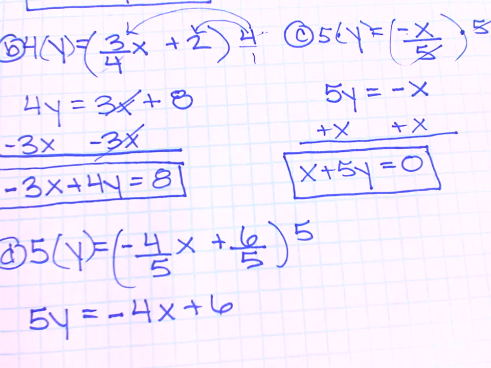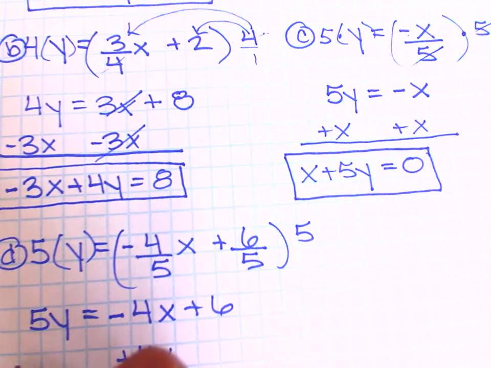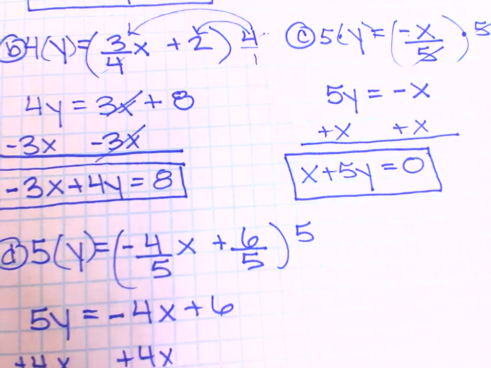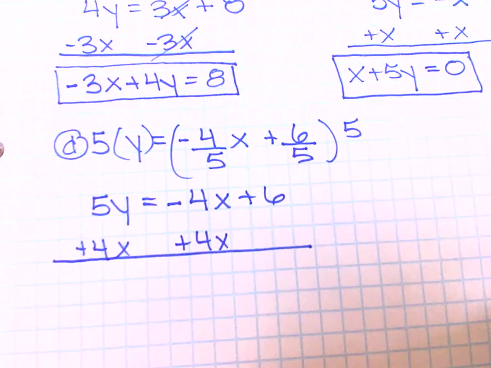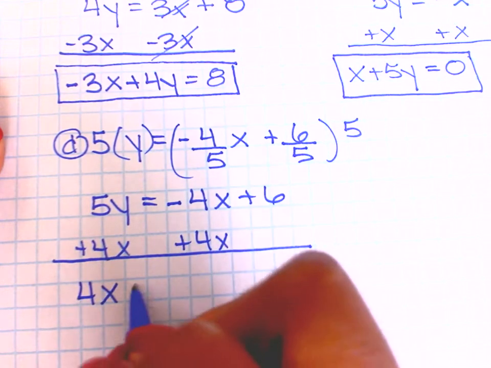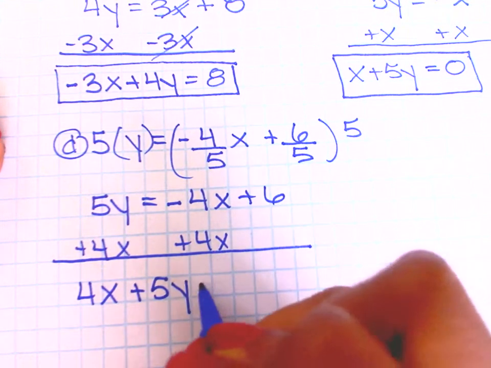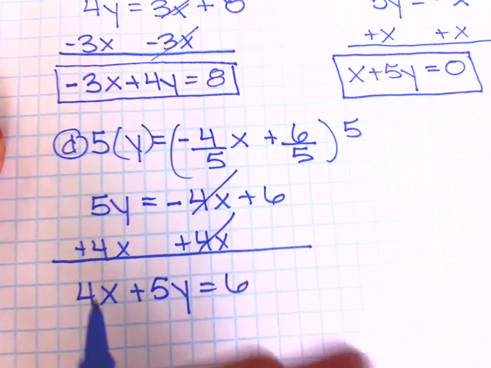Well, now I need to get x and y on both sides. So I'm going to add 4x because there's a negative 4x over there. I'm going to do the opposite and add 4x to both sides so that I can get x and y together. So I have 4x plus 5y equals, what's left over on this side? 6. Done deal.